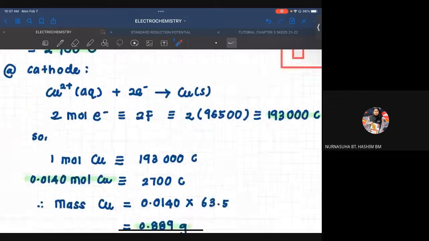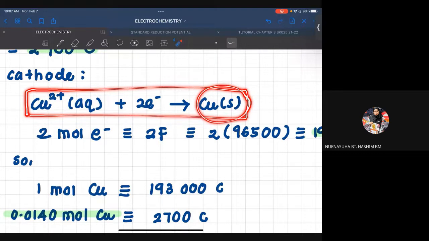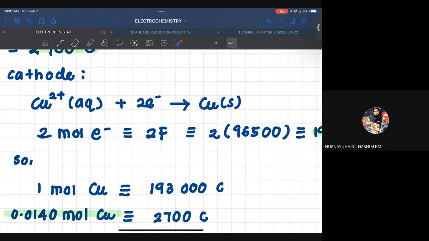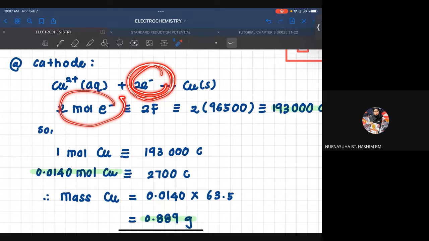Okay, so at cathode, so first we write down the half cell equation for copper. So make sure this one correct. Okay, so at cathode, copper 2 plus accept electron to form copper. Okay guys, so from the balance equation here, so this is the important part. So we have 2 mole of electron. So kita tahu 2 mole of electron corresponds to 2 Faraday.